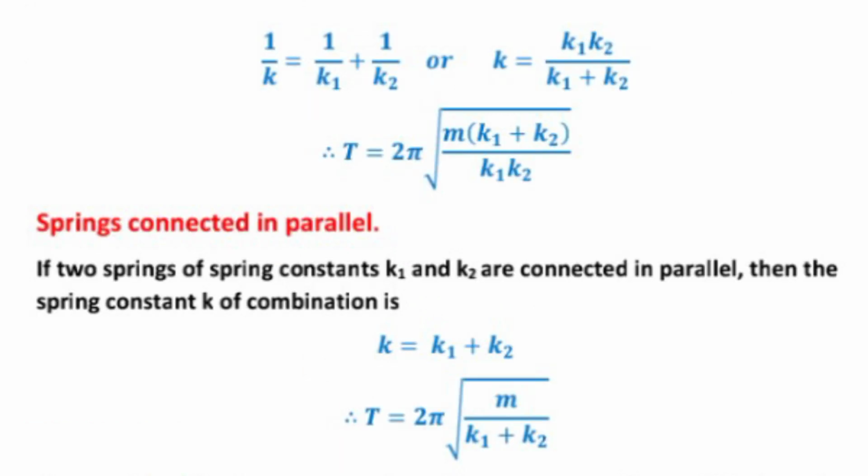Springs connected in parallel. If two springs of spring constants K1 and K2 are connected in parallel, then the spring constant K of the combination is K = K1 + K2. Then time period T = 2π√(m/(K1 + K2)).